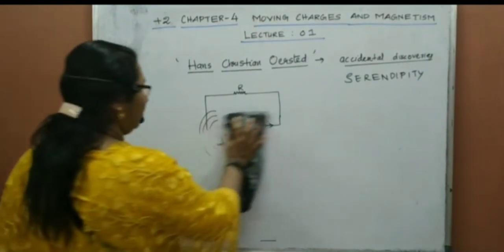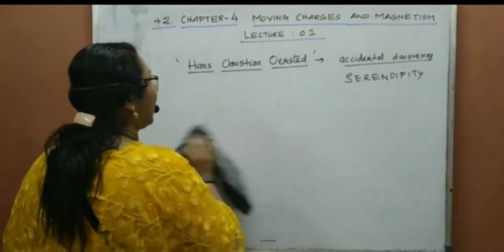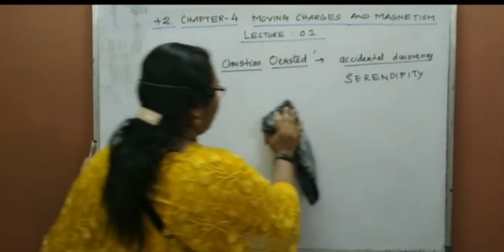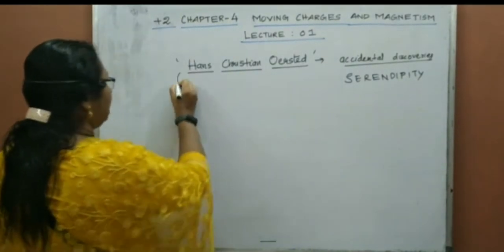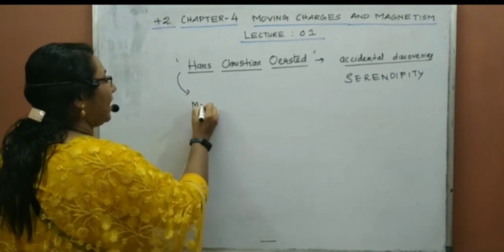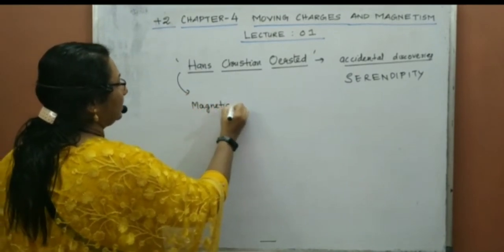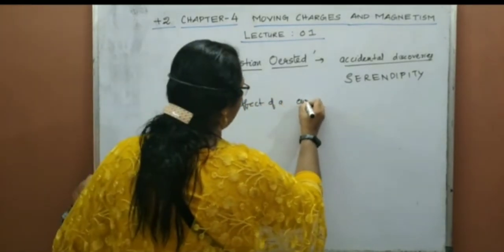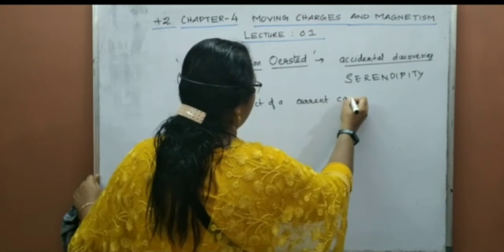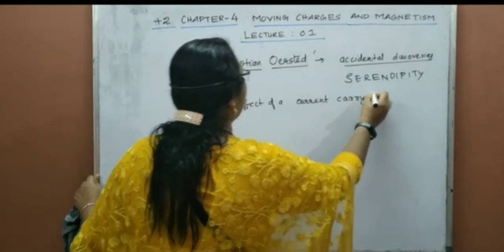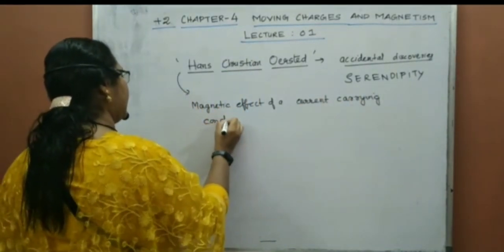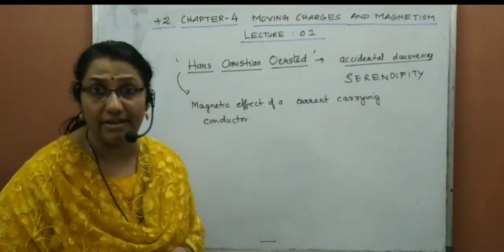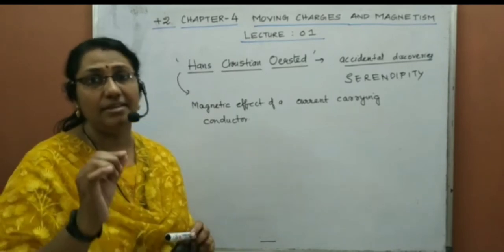Just notice that Hans Christian Ørsted identified the magnetic effect of a current carrying conductor. The magnetic effect of a current carrying conductor was first identified by Hans Christian Ørsted.